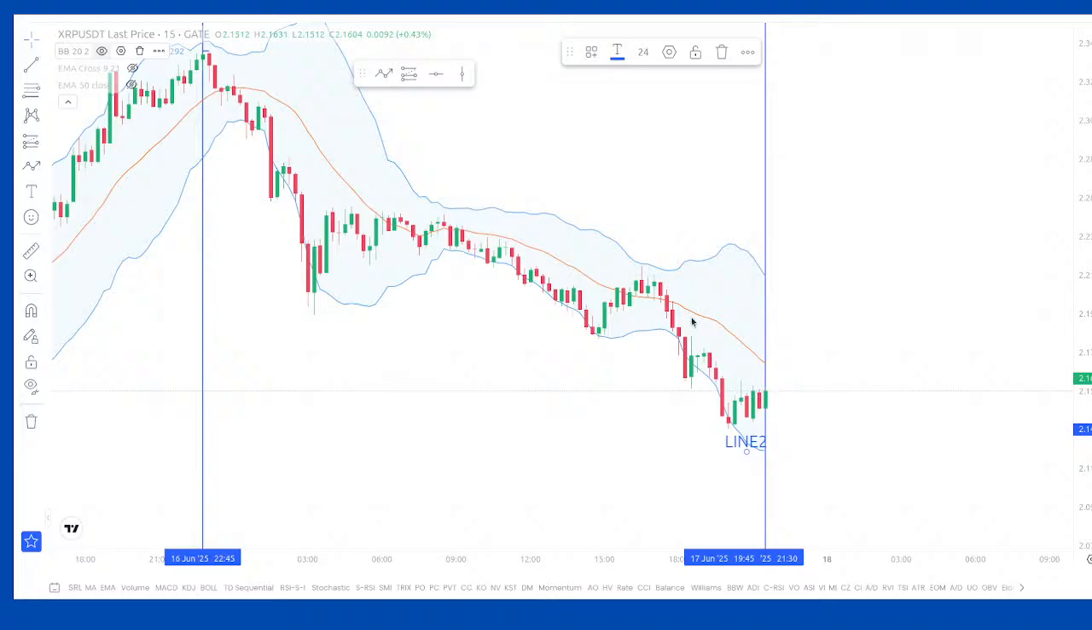So here we are combining several indicators. Remember, you can even combine Bollinger Bands, you can combine moving average crosses. You see how all of them are performing.